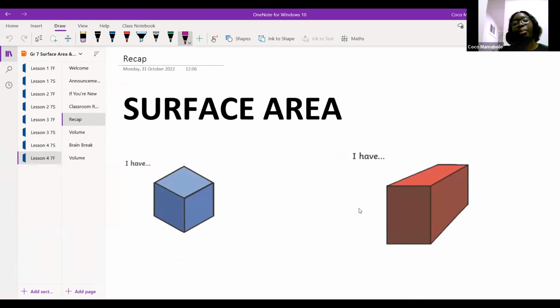Okay, we were talking about surface area. And remember, guys, surface area is the total area of a shape.